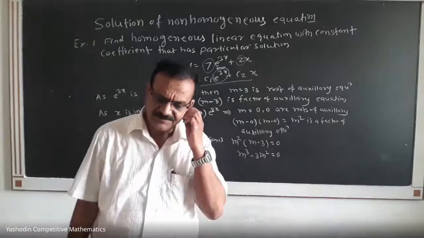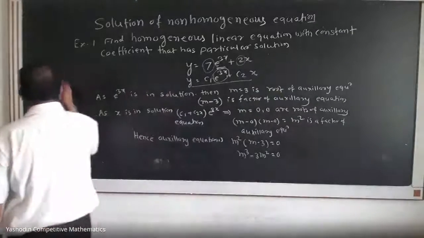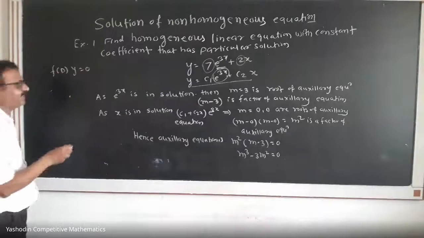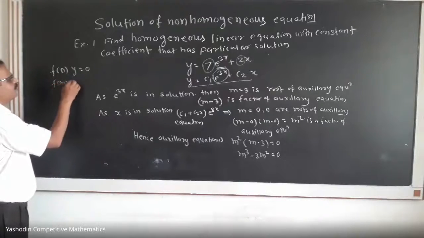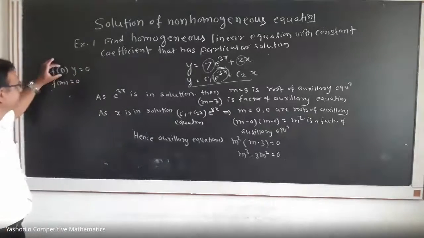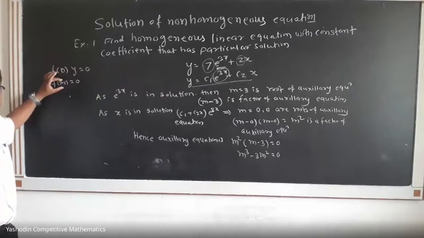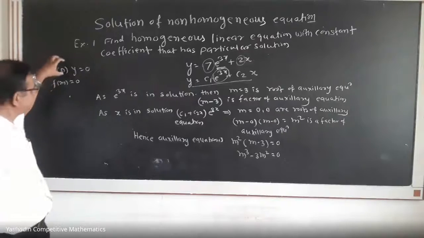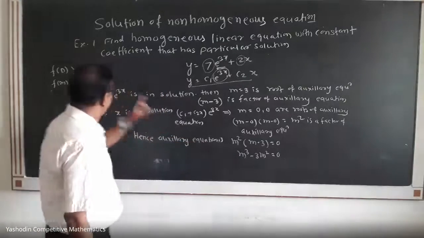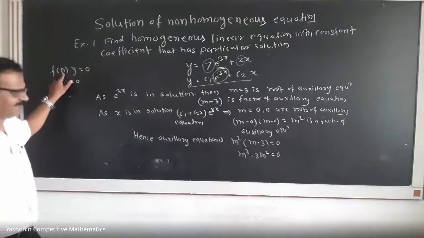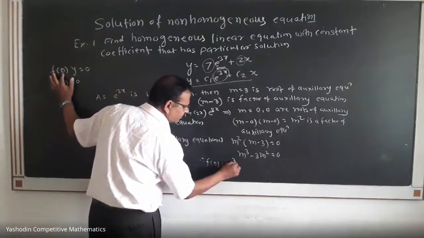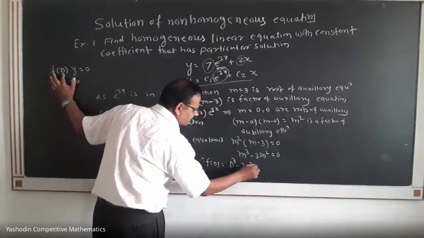And now, we know that if f(D) y equal to 0 is a differential equation, then f(m) equal to 0 is the auxiliary equation. That means, in f(D), we replace D by m for the auxiliary equation. And hence, for finding the differential equation from the auxiliary equation, what shall we do? We shall replace m by D to find out f(D). Therefore, f(D) equal to D cube minus 3D square.